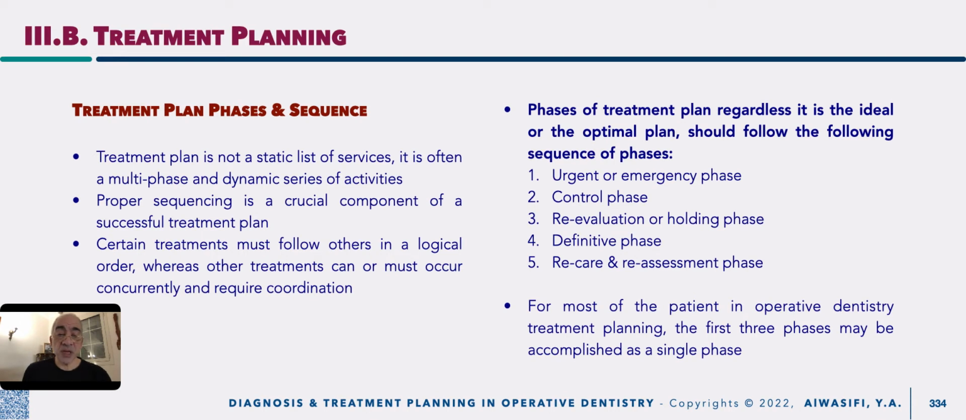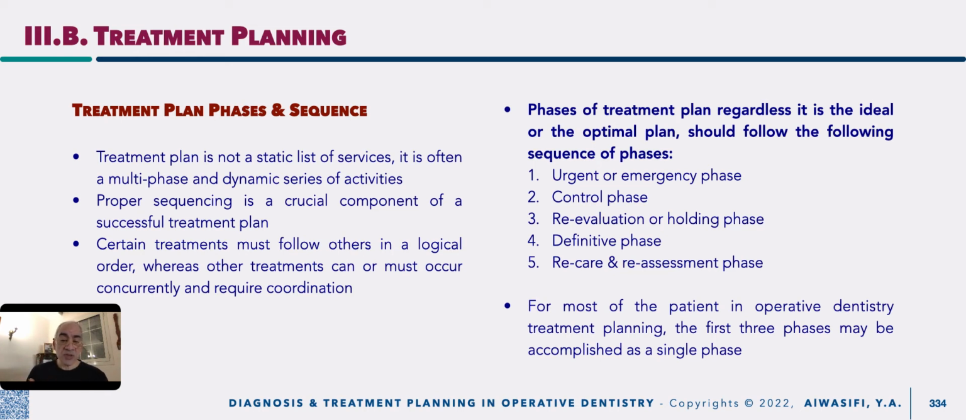The phases of the treatment plan are mainly five: the urgent or emergency phase, control phase, re-evaluation or holding phase, definitive phase, and re-care and reassessment phase. In certain simple cases, like a simple occlusal cavity in a patient with good oral hygiene and a favorable state of occlusion, you could join all phases together to go for the definitive phase immediately and then come back for follow-up for re-care or assessment.